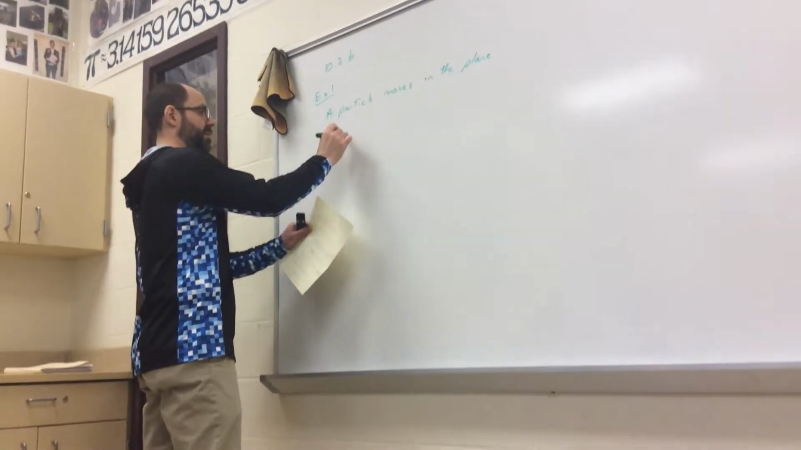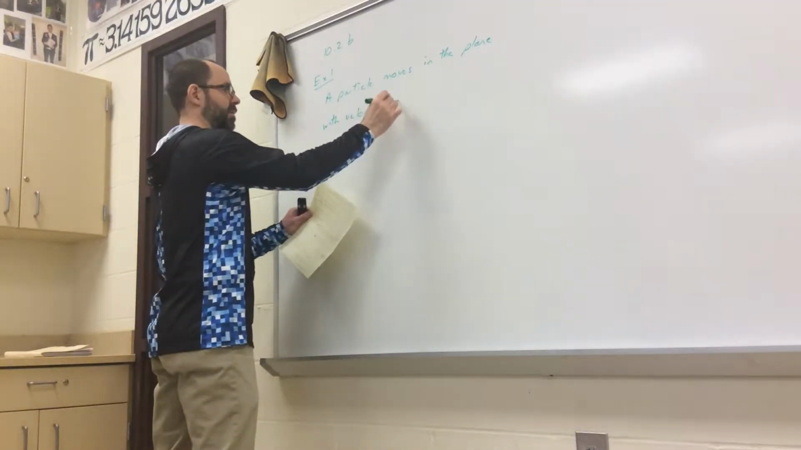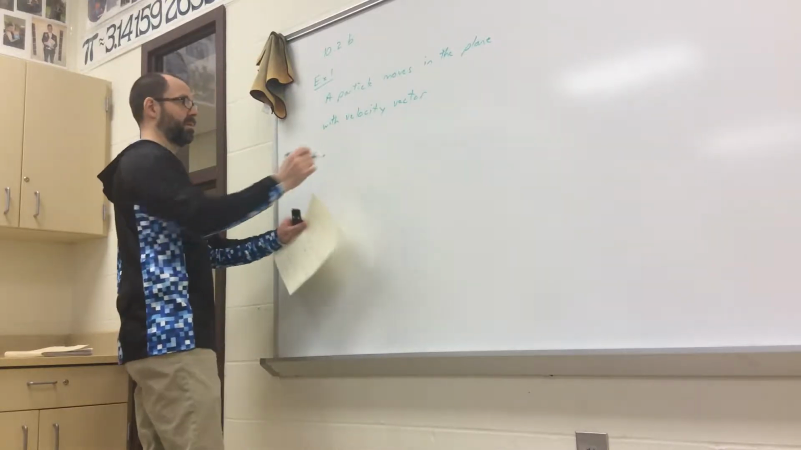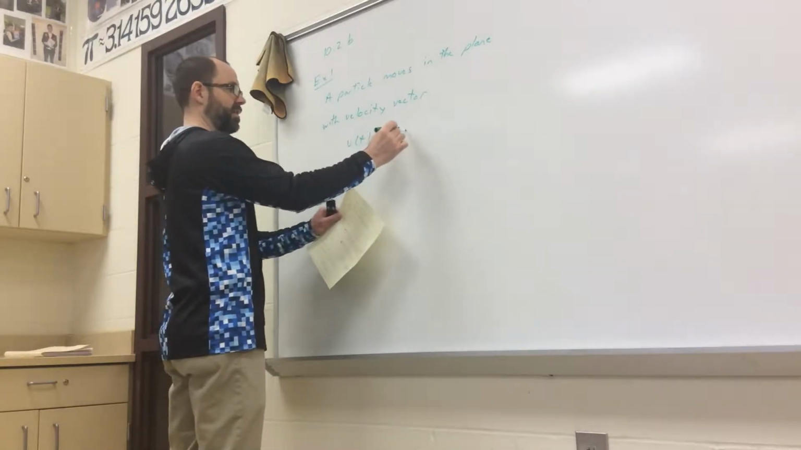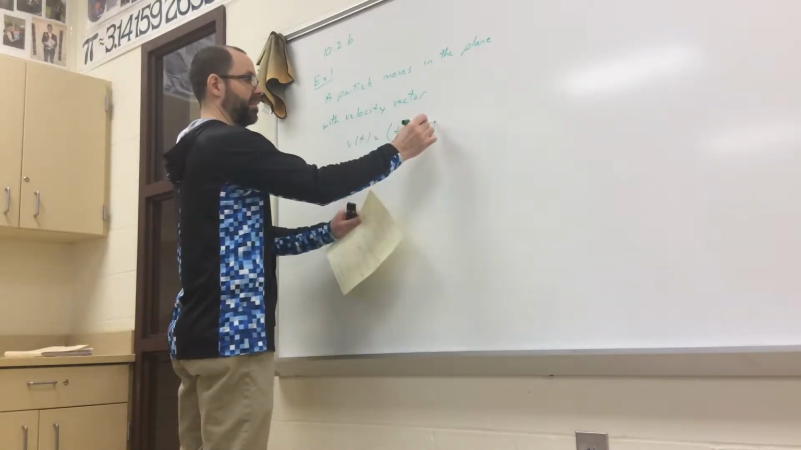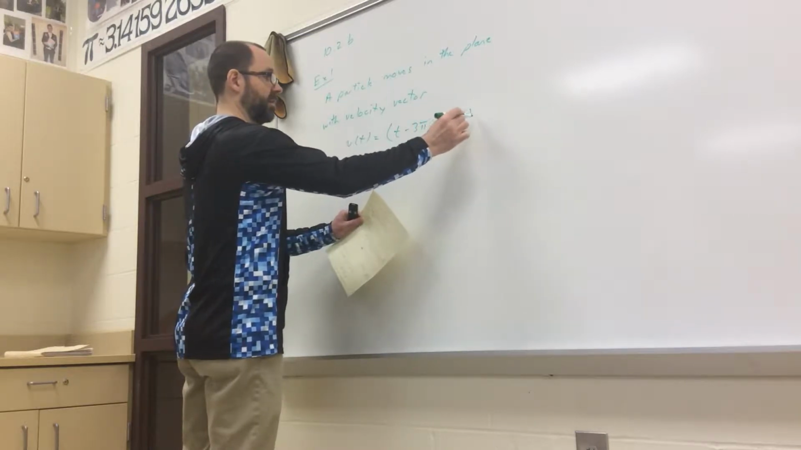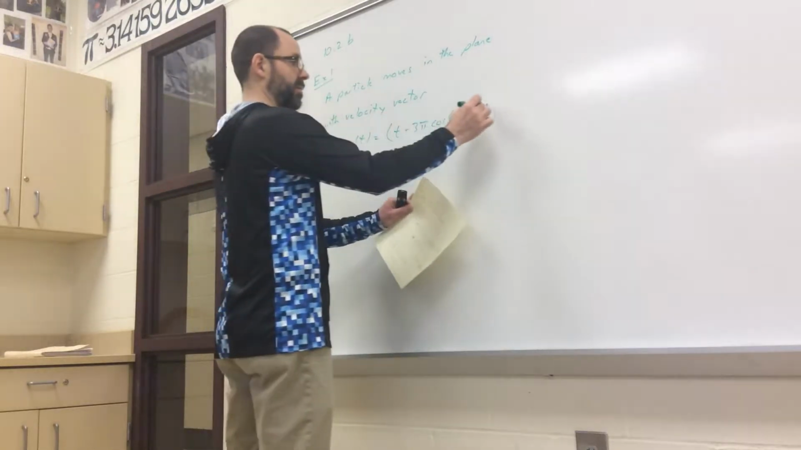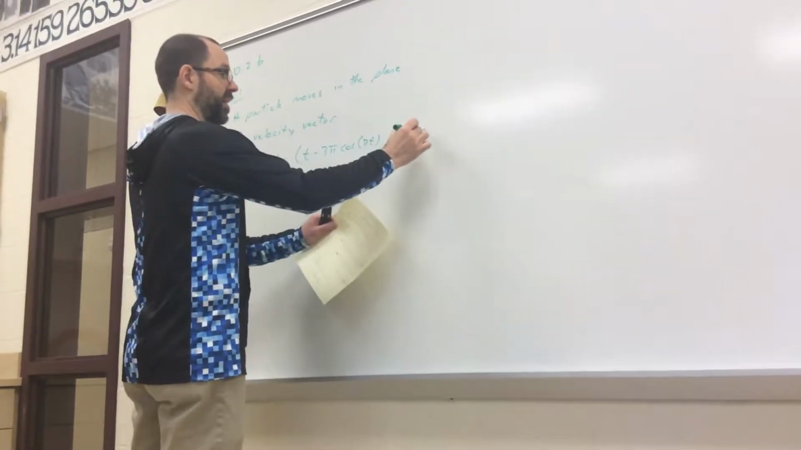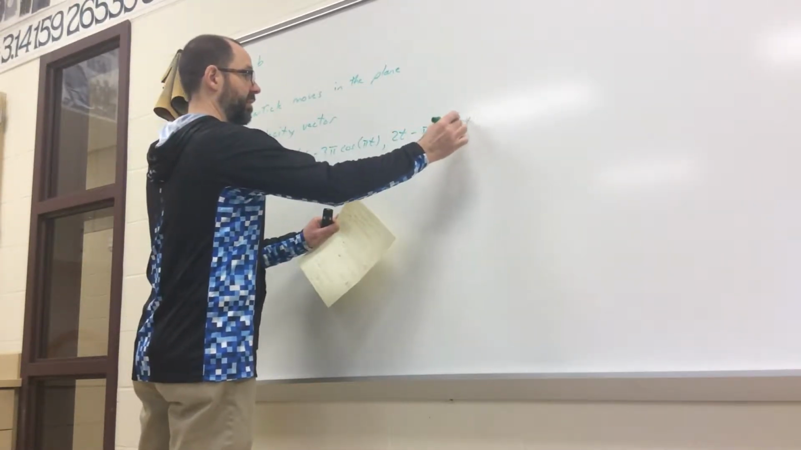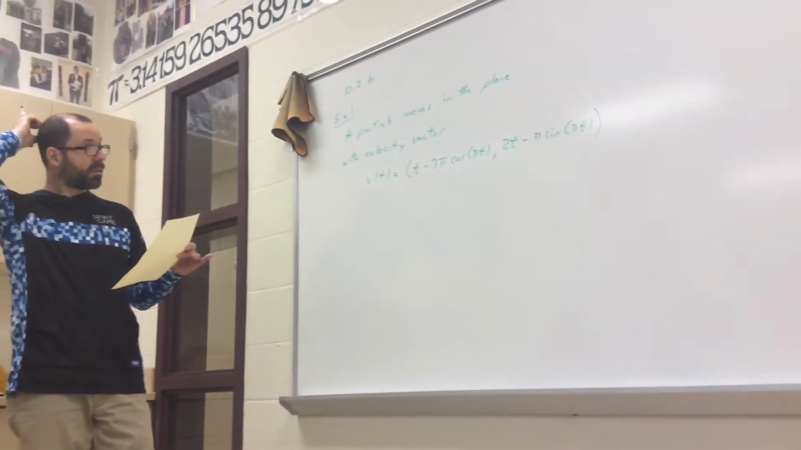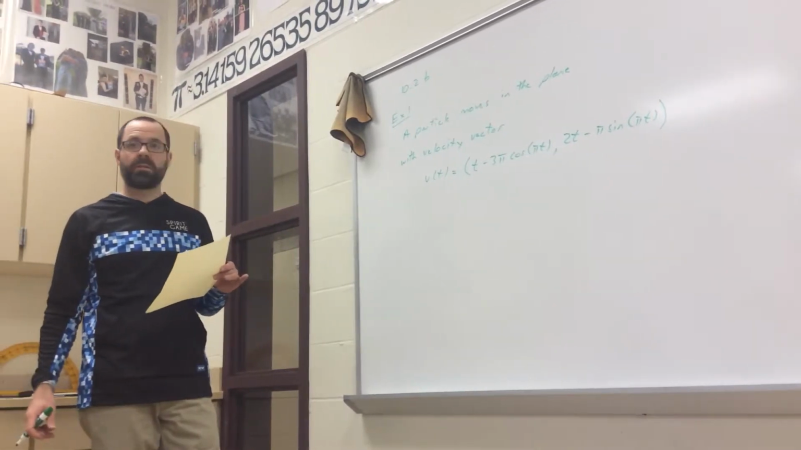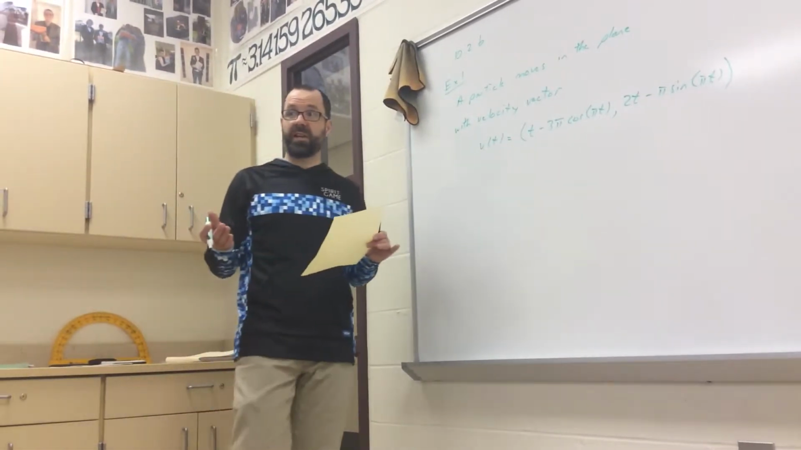So a particle moves in the plane with velocity vector v of t equals (t minus 3 pi times the cosine of pi t, 2t minus pi times the sine of pi t). So there's the velocity vector.